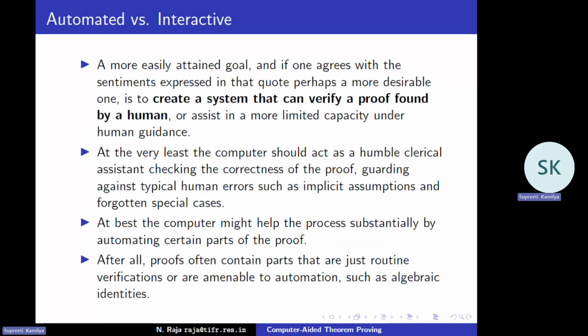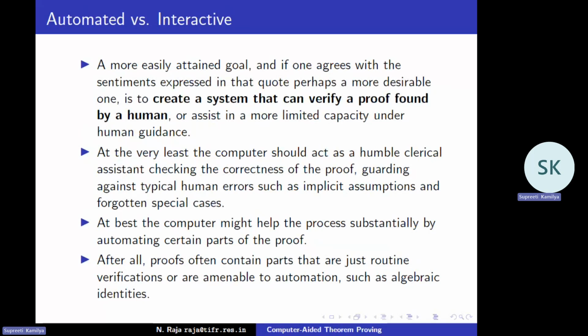So the machine just acts like a clerical assistant, which tries to point out human errors such as implicit assumptions that you make or forgotten special cases. At best, the computer may process by automating certain parts of the proofs, because proofs often contain parts which are just routine verifications or amenable to automation, such as algebraic identities. Those routine parts you can leave to the machine. The rest you develop as a human being, and the computer just checks that you have not made any mistakes in doing the proof.